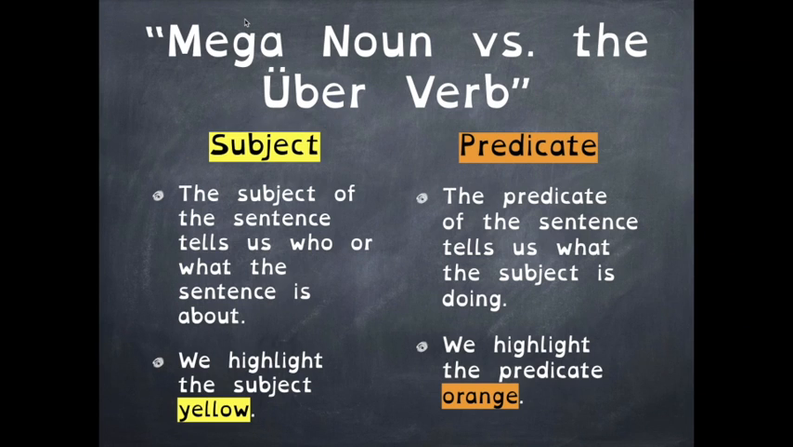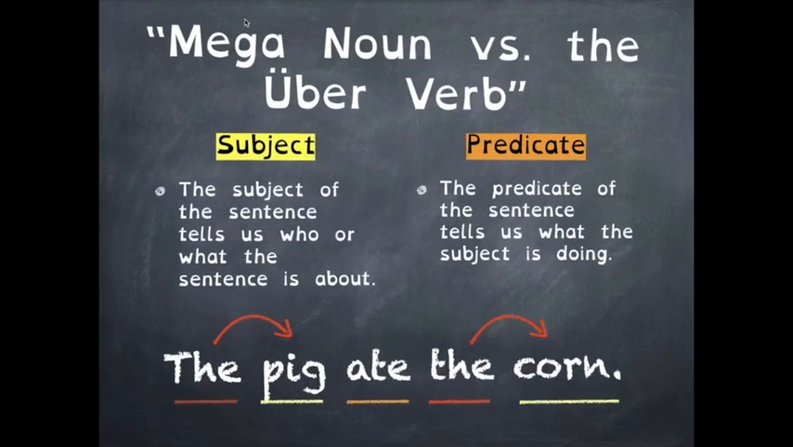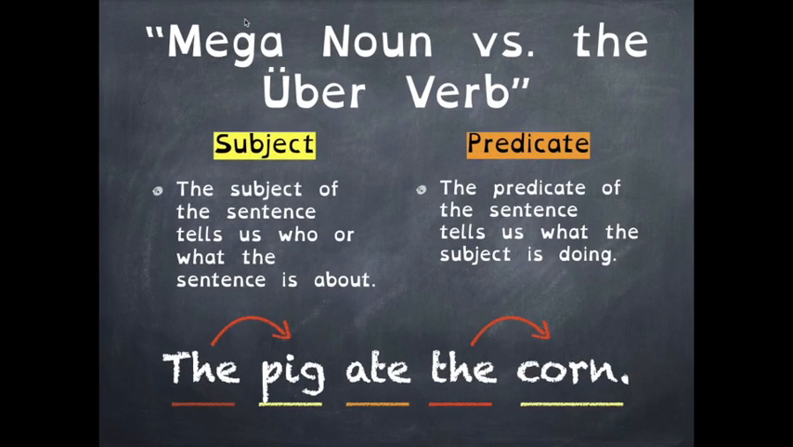The subject tells us who or what the sentence is about, and the predicate tells us what the subject is doing, so it includes the verb. So, an example: if we use one of the sentences from our assignment earlier today, the pig ate the corn, you'll see I already have this written down and marked up here.